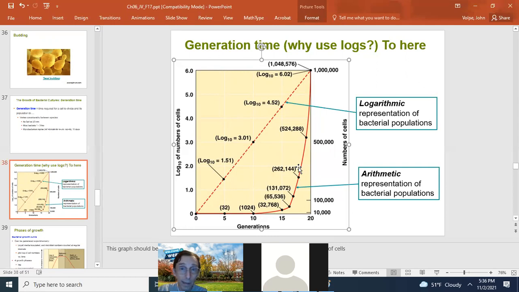Anyways, that's why we like using semi-log plots. It scatters the initial points. It allows you to bring in one more point on the graph here. And it's a much easier equation to work with.